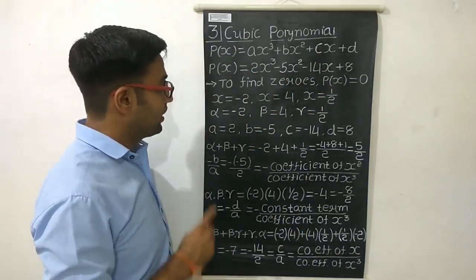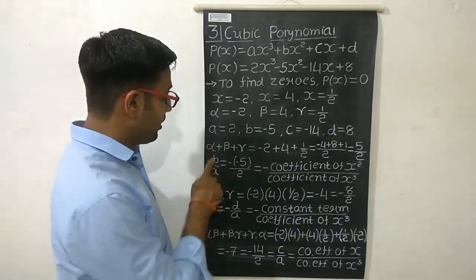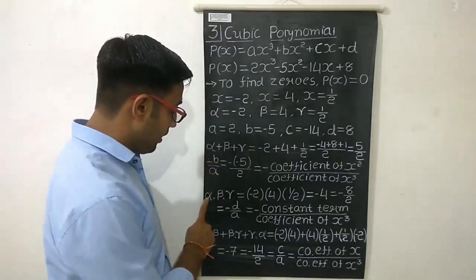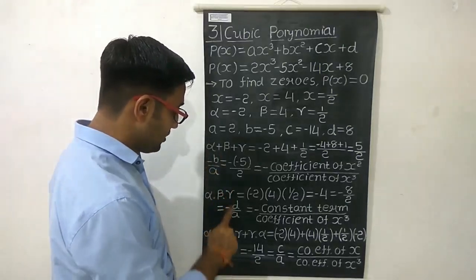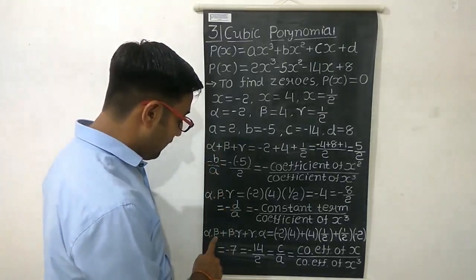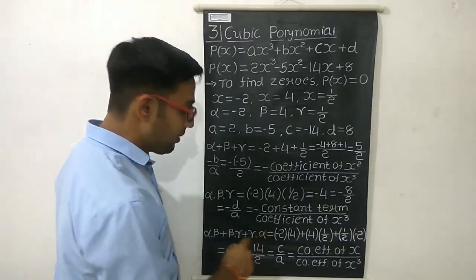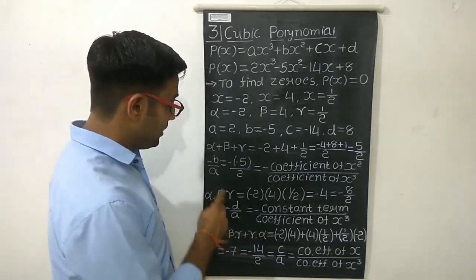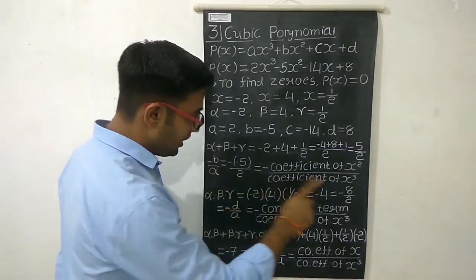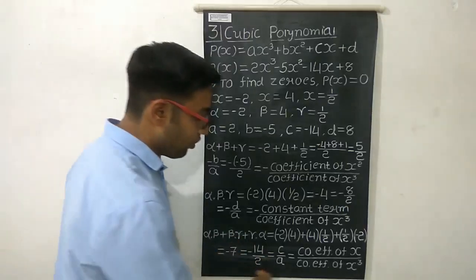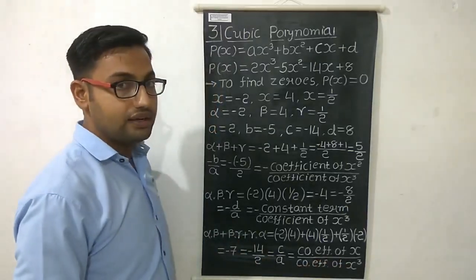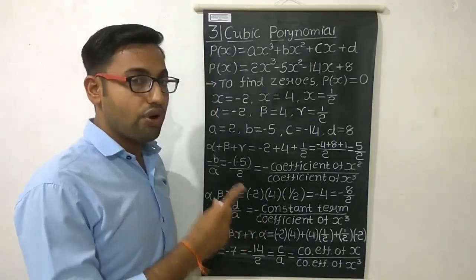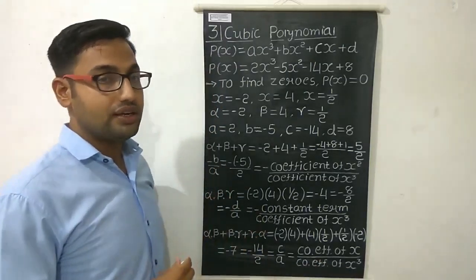So the three relations we get for cubic polynomials are: alpha plus beta plus gamma is equal to minus B upon A, alpha into beta into gamma is equal to minus D upon A, and alpha into beta plus beta into gamma plus gamma into alpha is equal to C upon A. In all three relations the denominator remains the same, that is the coefficient of x cube, right? So this is all about the relation between the zeros and the coefficients of a polynomial, right? Thank you.